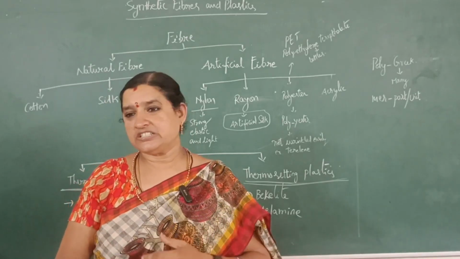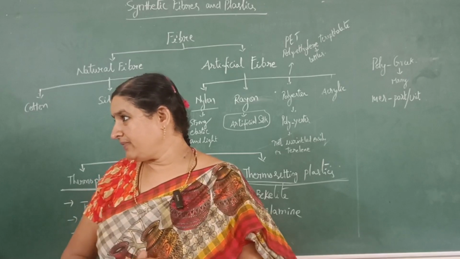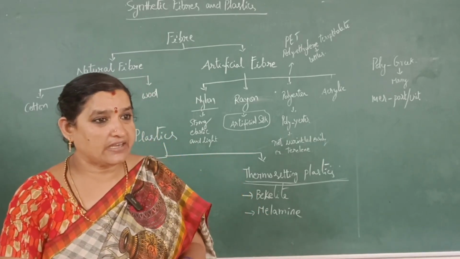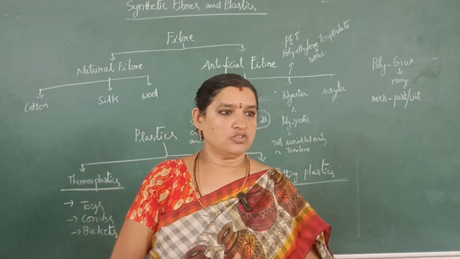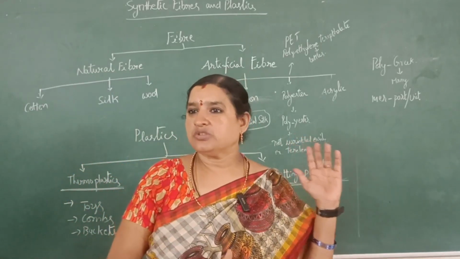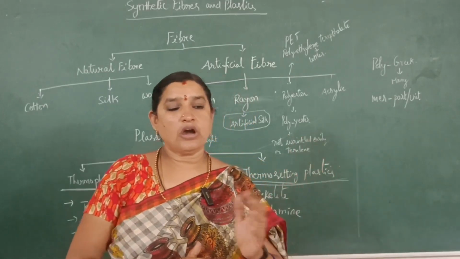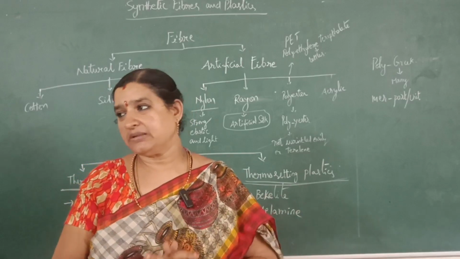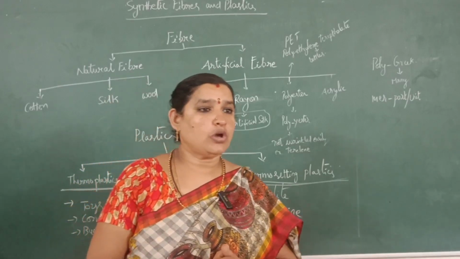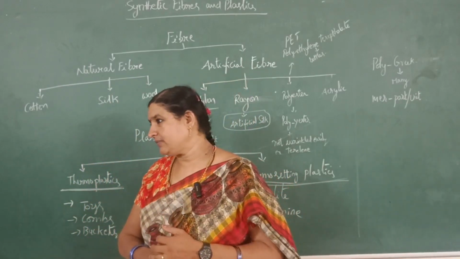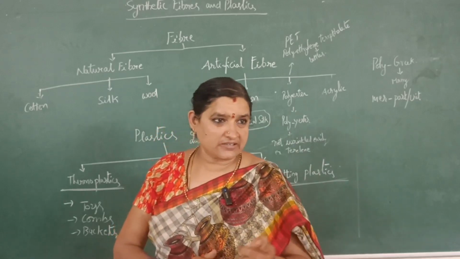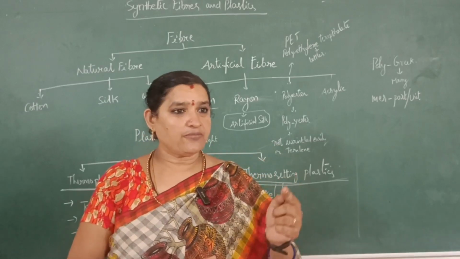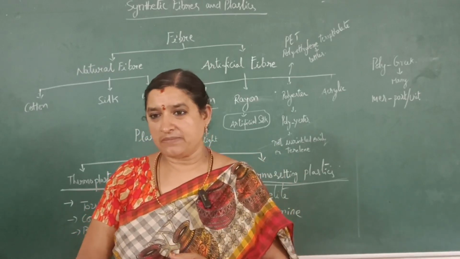What kind of plastics do we use in our day-to-day life? We have two types of plastics: thermoplastics and thermosetting plastics. How can we say whether a plastic is thermoplastic or thermosetting? We have a test to know that, called the heat test. Collect different kinds of plastic and take a piece of plastic for the experiment.